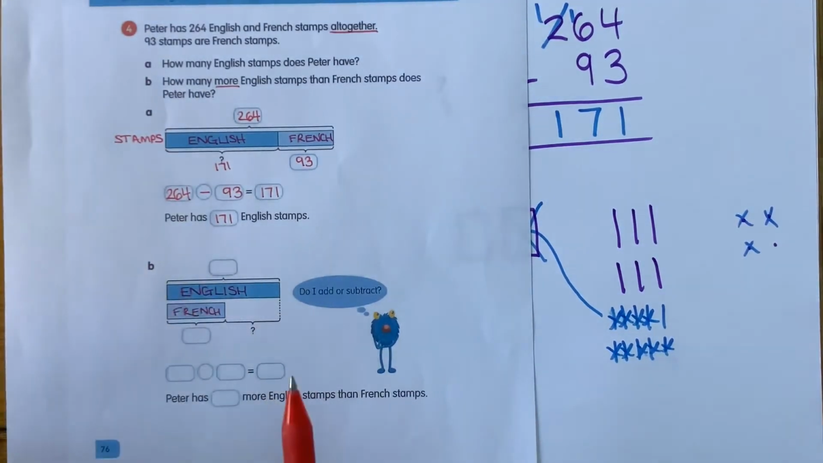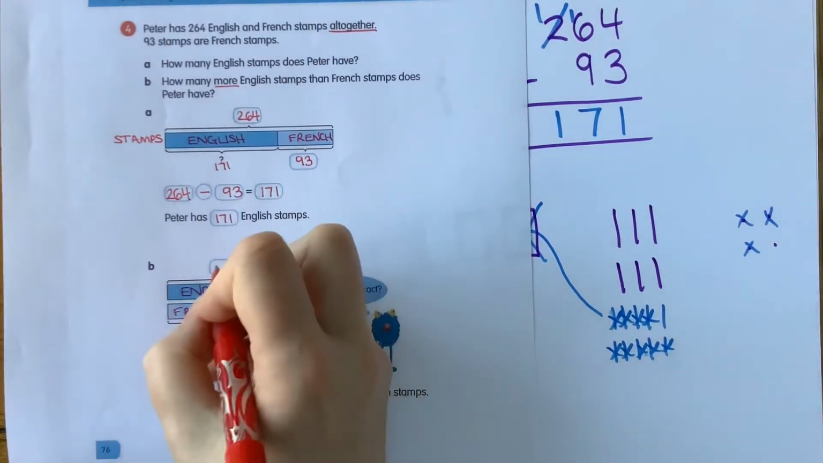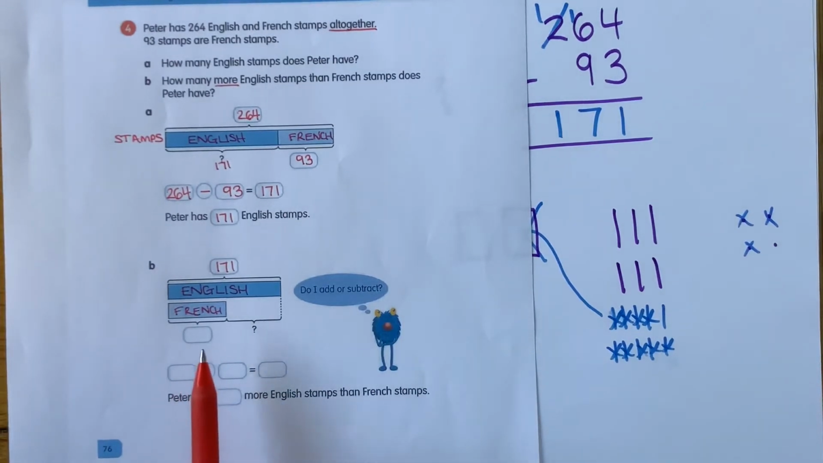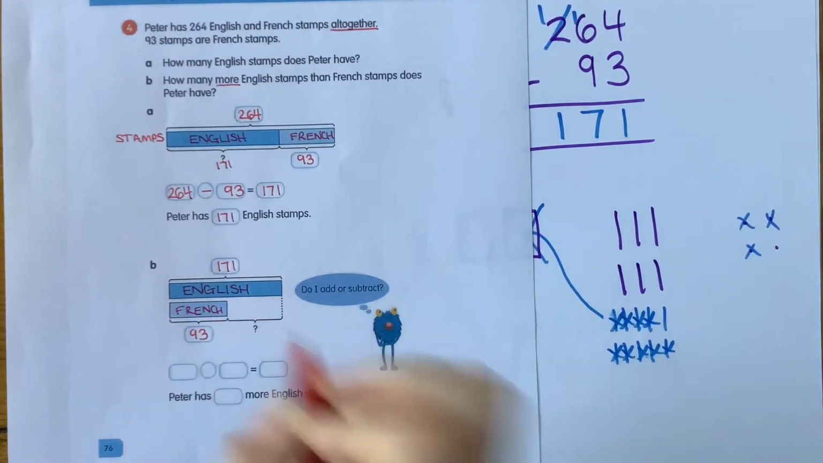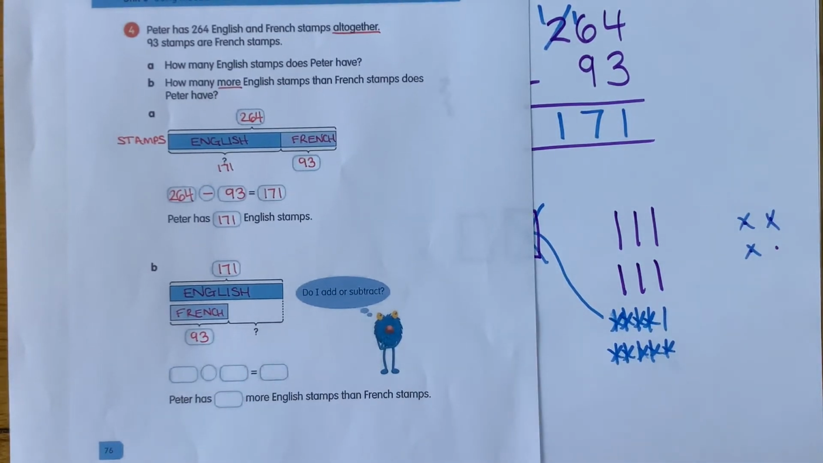Okay, what do we already know? Well, we know how many English stamps Peter's got. We worked it out just a minute ago, 171. And we don't know how many more, that's what we've got to work out, but we do know that he's got 93 French stamps, so we can put that in. So we've got 171 and 93, and we need to calculate the difference. Now, anytime you hear the word difference, it's where we do a subtraction. So that's our little clue there.